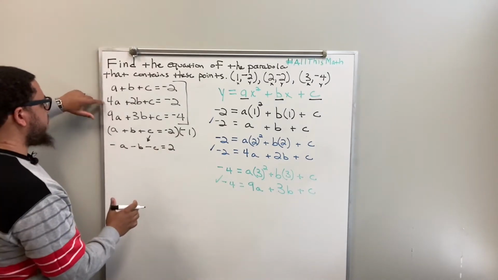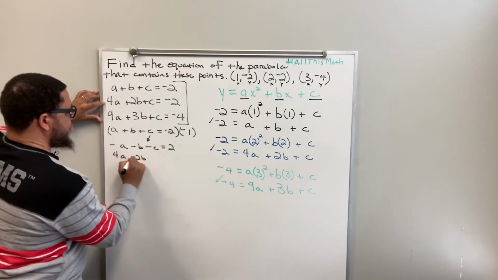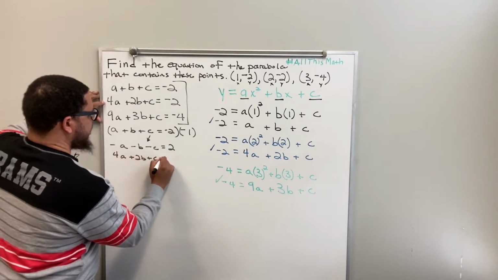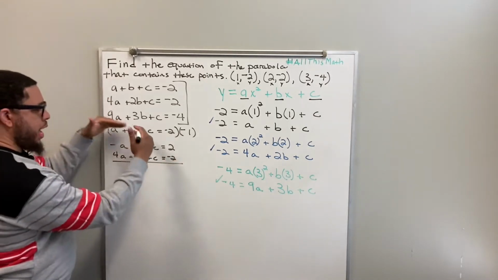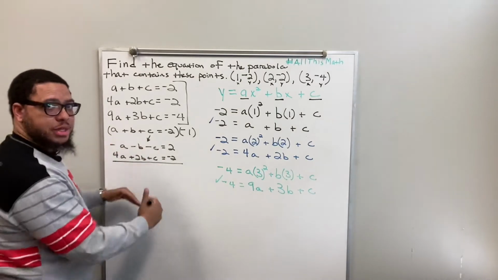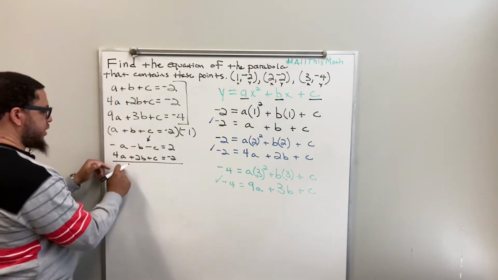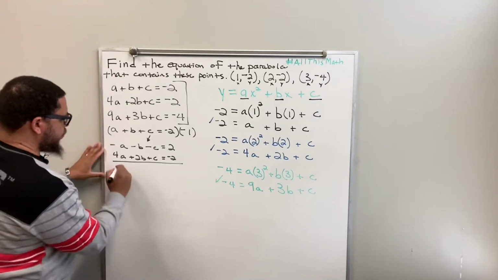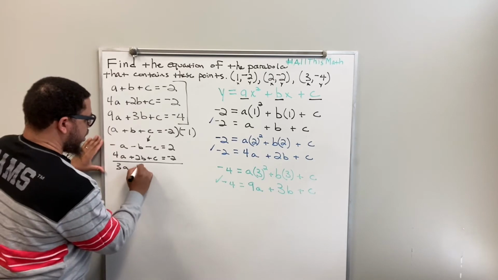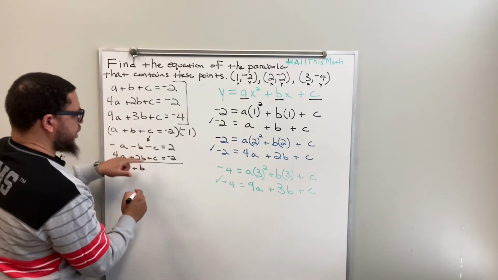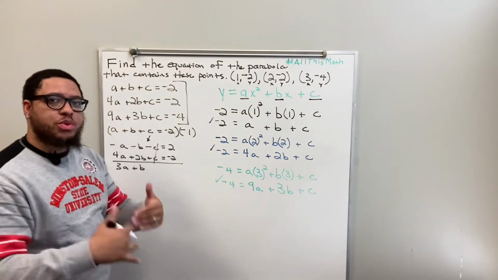Now, I'm just going to rewrite the second equation. I don't need to change nothing in that one. 4A plus 2B plus C equals -2. Now, I add them together. That's how you do the elimination method. So I add the A's together. -A plus 4A is 3A. -B plus 2B is B. -C plus C cancels out. They add up to 0. That's what we wanted to have happen.